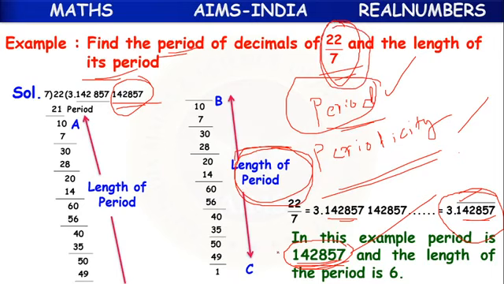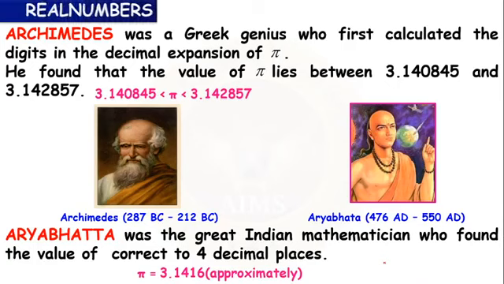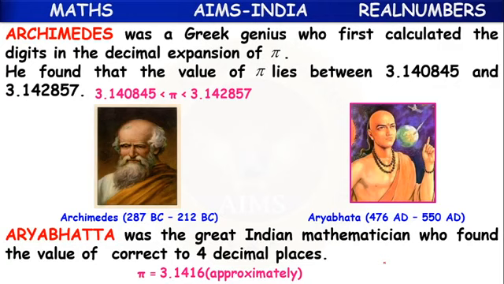What is the length of the period? 1, 2, 3, 4, 5, 6. So the periodicity is 6. Okay, children, so we have two terms: one is period, another one is periodicity. Next.